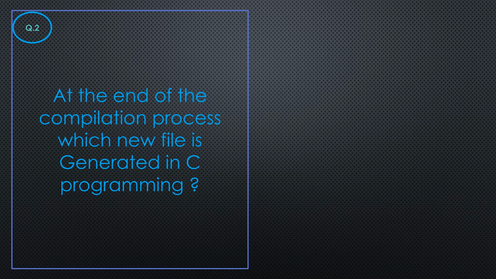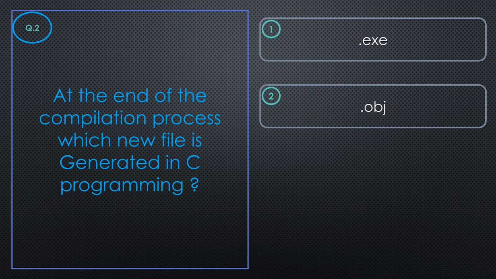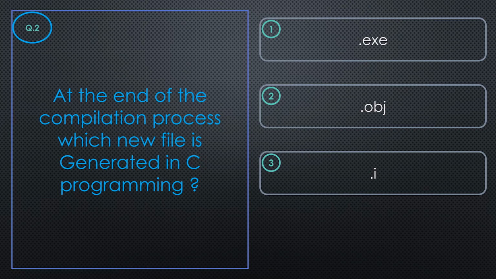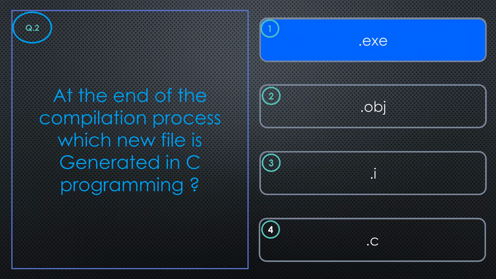Here is question number 2. At the end of the compilation process, which new file is generated in C programming? Option number 1, .exe executable file. Option number 2, .obj object file. Option number 3, .i. Option number 4, .c. Select the right answer. I hope you have selected the right answer. Let's see the answer, and the answer is the .exe file.